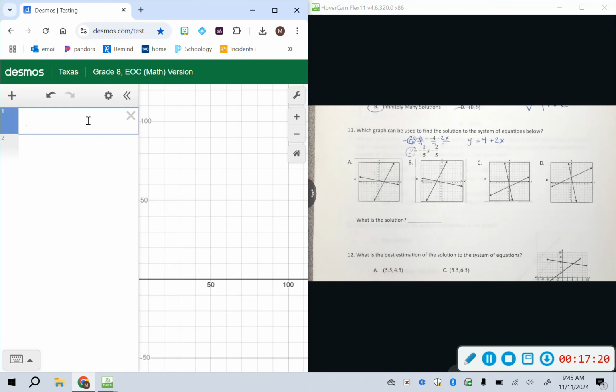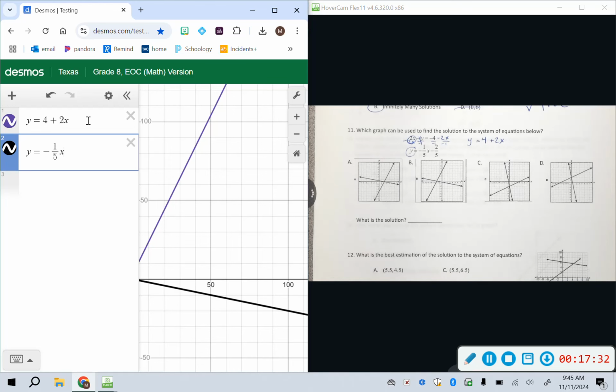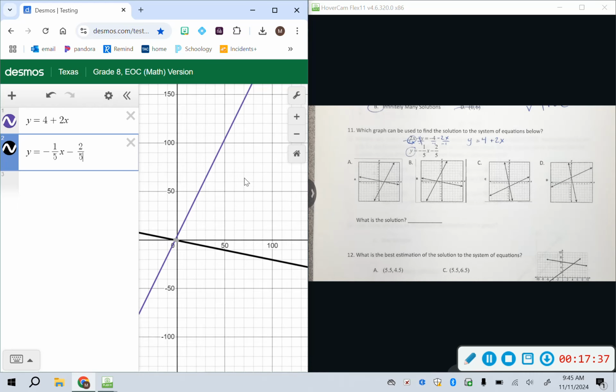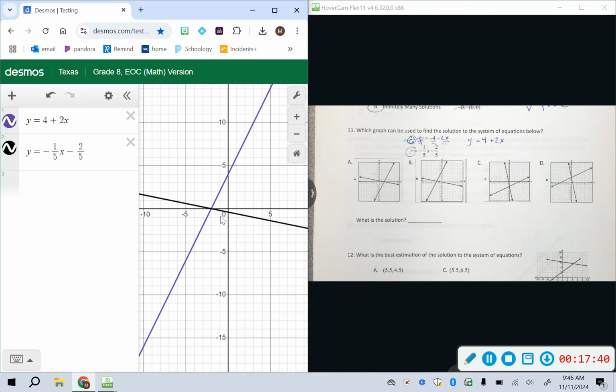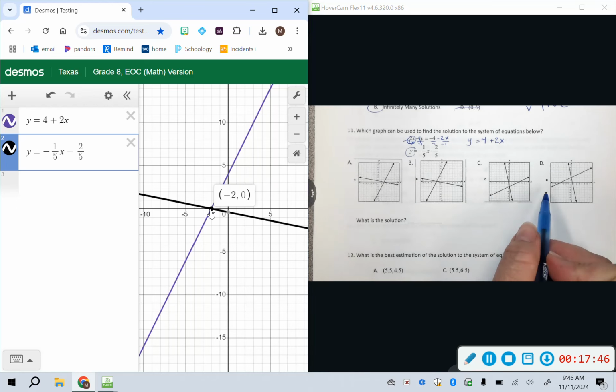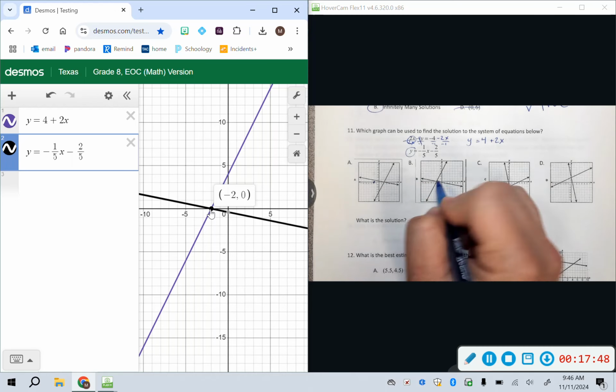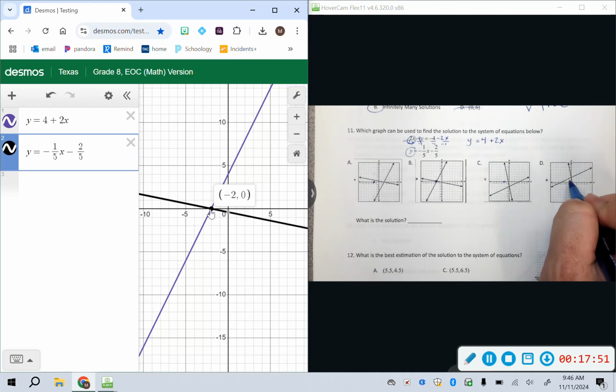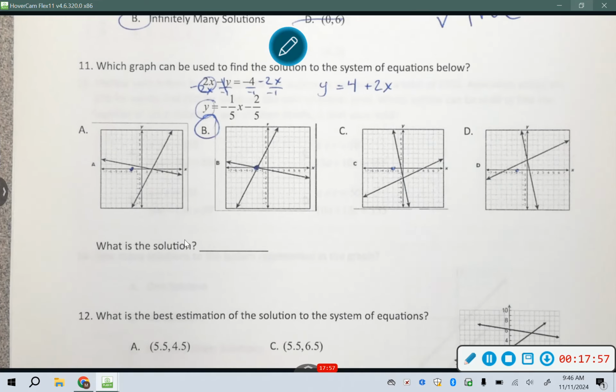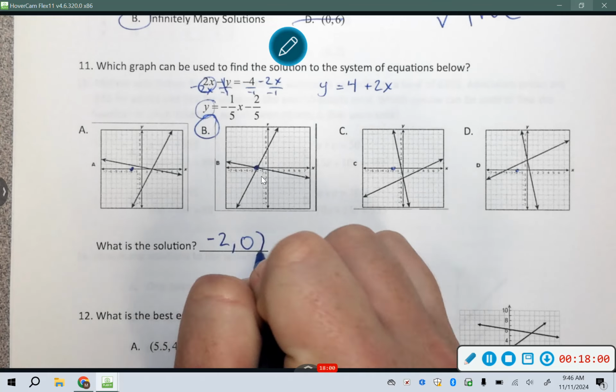So I have y equals 4 plus 2x. Then I have y equals negative 1/5 x minus 2/5. And I need to find where they touch. So I'm going to click home. And so this is what it looks like. So it looks like my answer is negative 2, 0. And if I look at my graphs, the only one that has, so negative 2, 0 is here, here, here, here. The only one that touches that is B. And again, my answer was negative 2, 0.